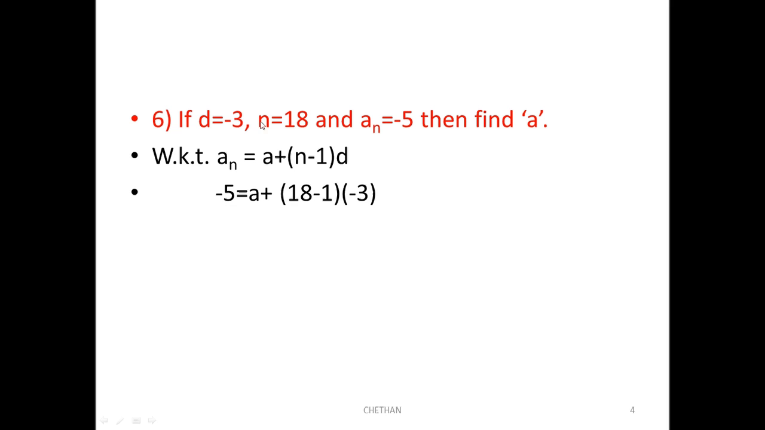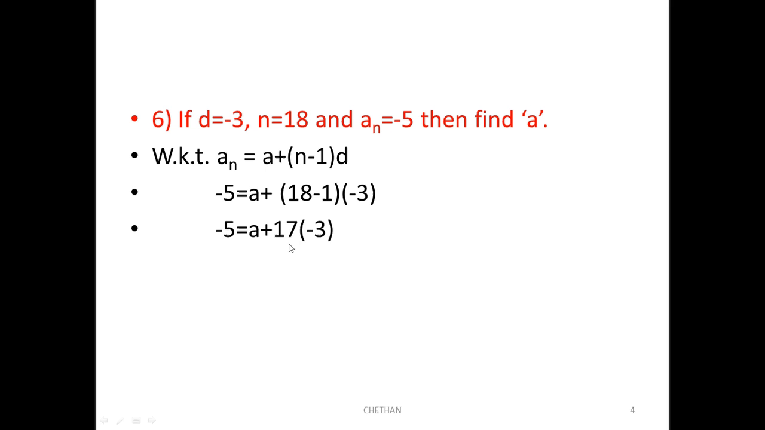In the place of n they have given 18, so in the place of n I am taking 18. This n minus 1 means 18 minus 1. In the place of d they have given minus 3, so I am putting it in the bracket because this is a minus value. So minus 5 is there. I am writing minus 5 the same here, and a is also the same here.